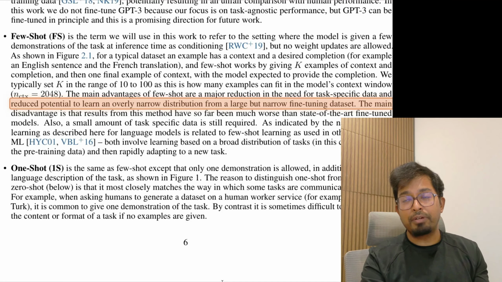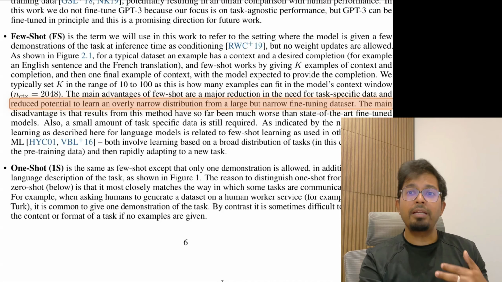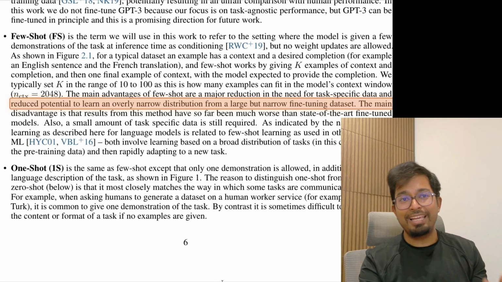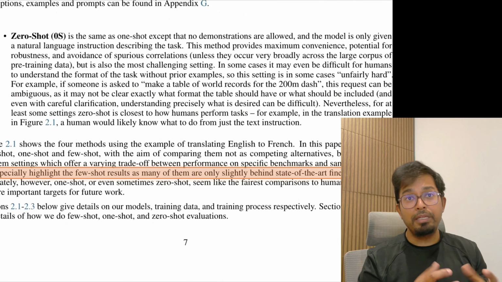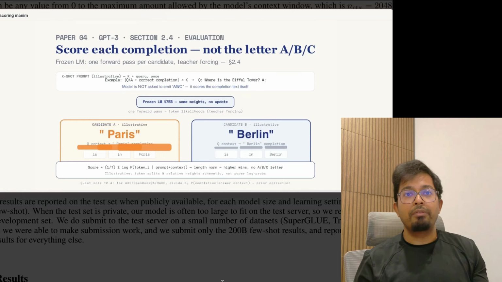Now, at the time of writing this paper, few-shot still trailed the best fine-tuned models. The entire rest of the paper is the argument that scale shrinks that gap. So the paper leads with the few-shot numbers, even when they sit slightly behind fine-tuned models. And one-shot and zero-shot stay the fairest comparison to human performance, the most important future targets. Now let's talk about how the model was tested.